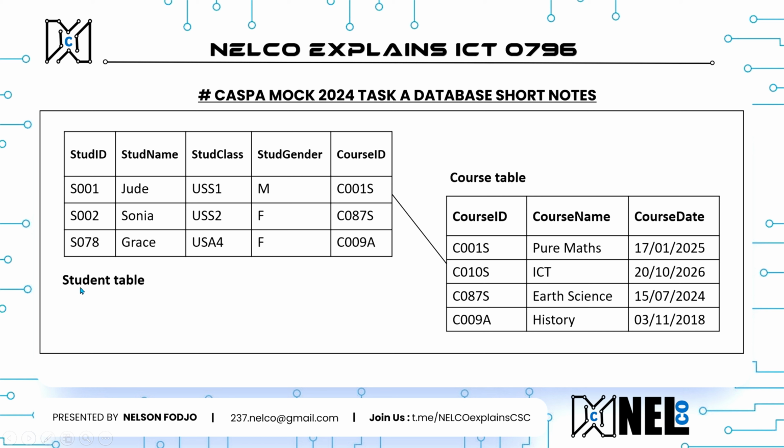The entities, the student table, student is an entity here and course is also one. Next, you have the columns. This is one column, another column, another column. Course ID is also a column, course name is a column, and course date is a column.